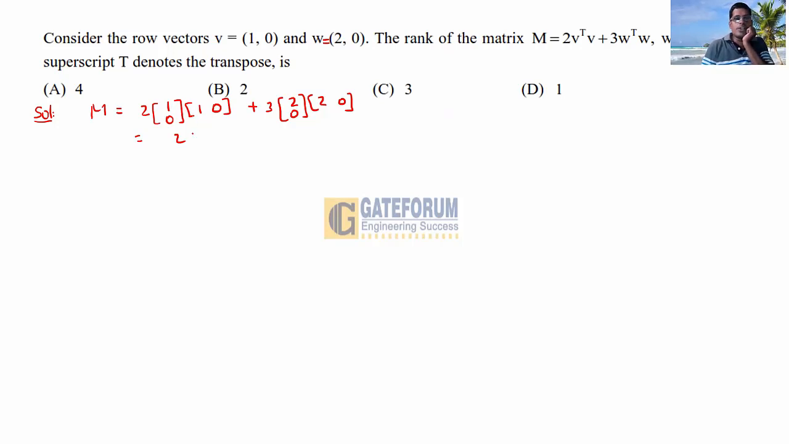So how do you multiply? 1 into 1 is 1, first row into second column, 1 into 0 is 0, second row into first column, 0 into 1 is 0, second row into second column, 0 into 0 is 0, just like the matrix multiplication procedure. Plus 3 times, as above, 2 into 2 is 4, 2 into 0 is 0, 0 into 2 is 0, 0 into 0 is 0. This simplifies to all these elements multiplied by 2 and all these 4 elements multiplied by 3, and correspondingly adding. So 2 into 1 plus 3 into 4 simplifies to 14, and the remaining entries give 0.